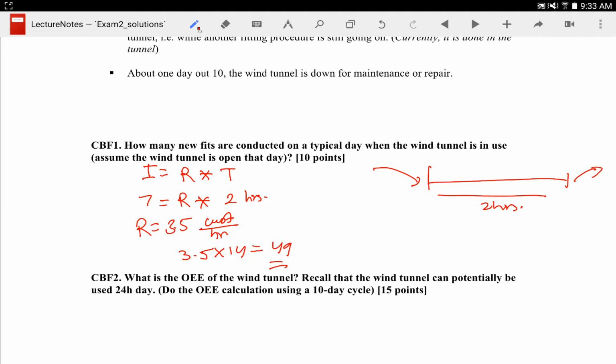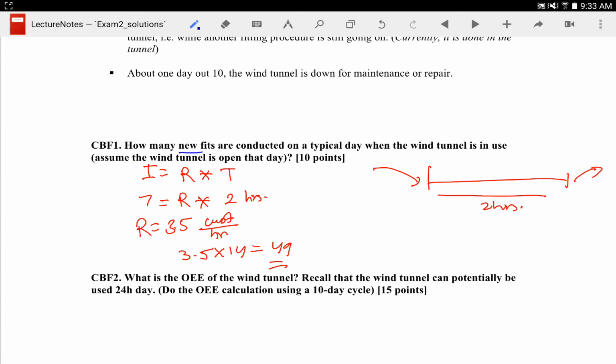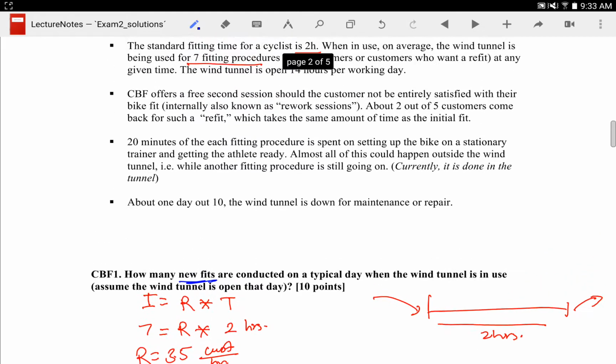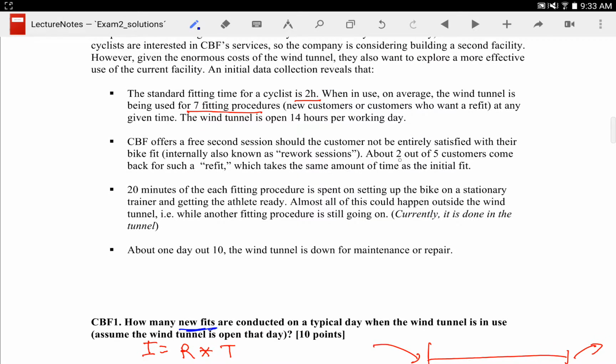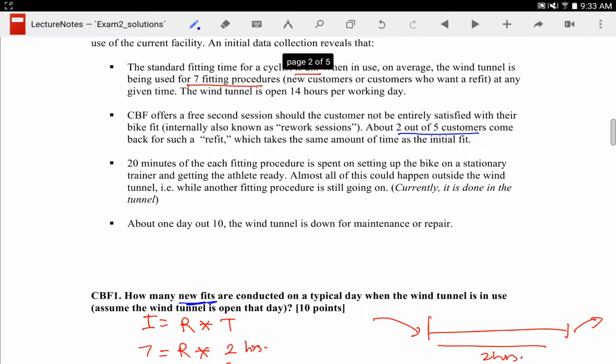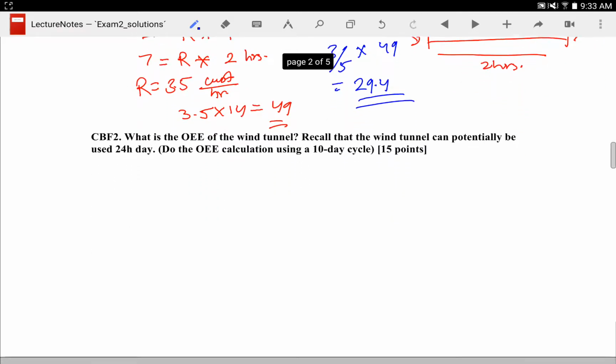But you also know not all of them are new. The interesting part here is the new fits, because the question tells you that about 2 out of the 5 customers are refits. So that means 3 out of 5 are new customers. 3 out of 5 of 49 is 29.4. So 29.4 customers are new customers.